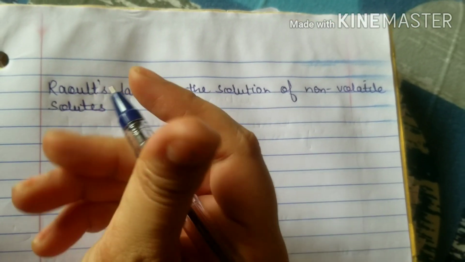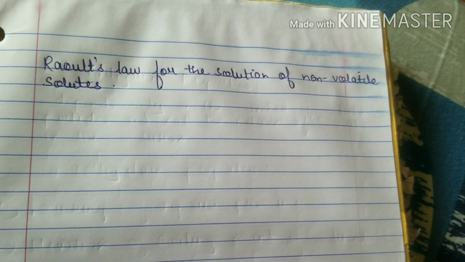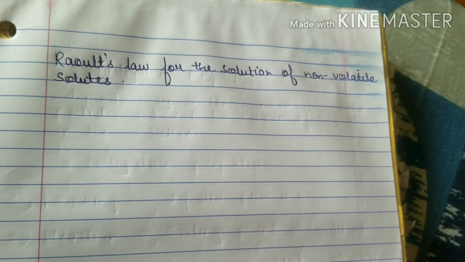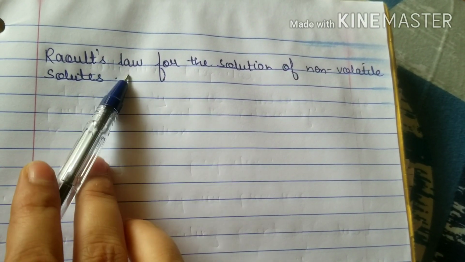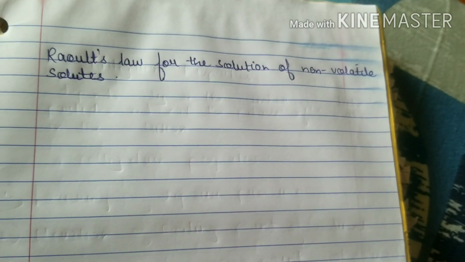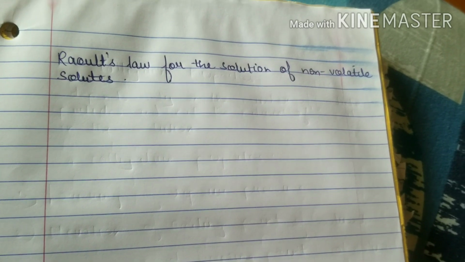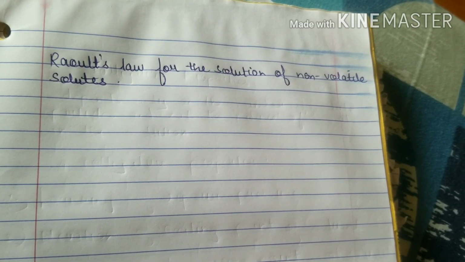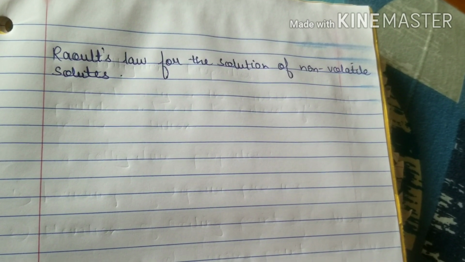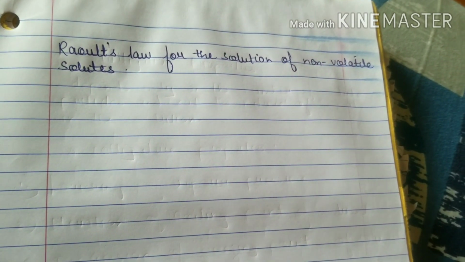Okay, now we know that Raoult's law gives us information about the quantitative relationship between the vapor pressure of solution and vapor pressure of solvent, right? Again, I'm repeating, Raoult's law gives us quantitative information regarding the relationship between the vapor pressure of solution and vapor pressure of solvent. Now if our solution is made up of a non-volatile solute and a volatile solvent, then the law is applicable only for the volatile solvent. Now what we are going to study is for non-volatile solute.